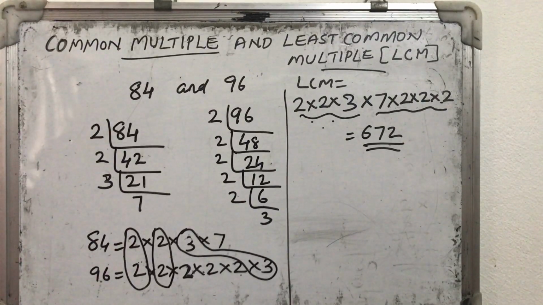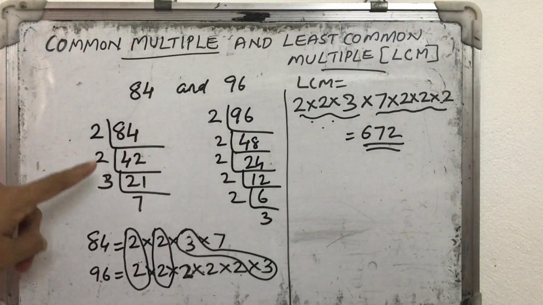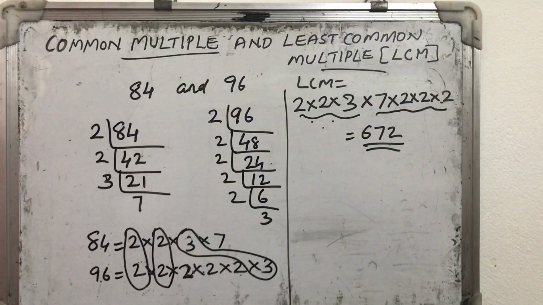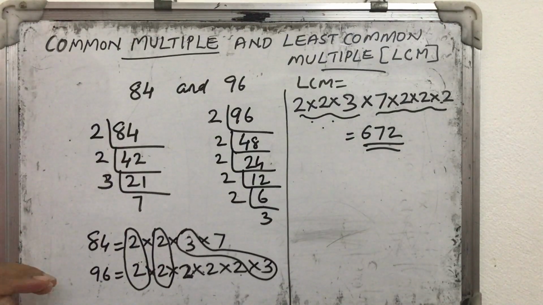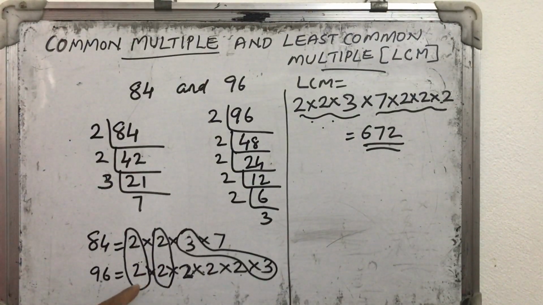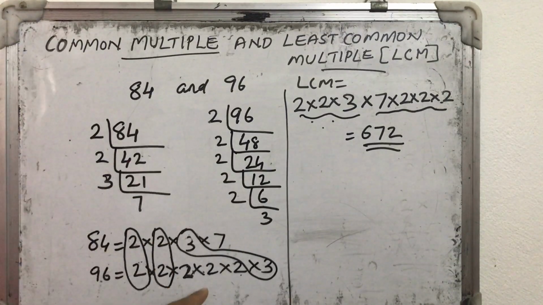Okay, understand? So first, the same method we use in the case of HCF also. When we find the HCF of any two numbers, first we factorize the two numbers, and after factorization we write the numbers as the product of the factors, then find the common factors. So in this case the common factors are 2 into 2 into 3. For finding LCM also we use the same method, but after finding the common factors, in the case of LCM, we multiply the common factors and also the factors other than common.